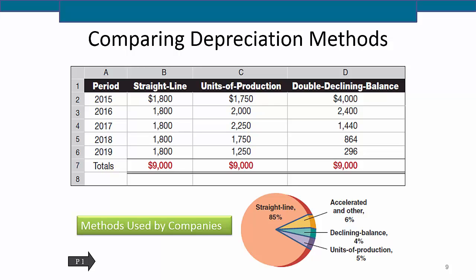Compared to the other methods, the double declining balance method results in significantly more depreciation early in an asset's life and significantly less depreciation late in an asset's life. Each of these methods is acceptable because it allocates cost in a systematic and rational manner. Approximately 85% of companies use straight-line depreciation for plant assets because it's easiest to implement and understand.